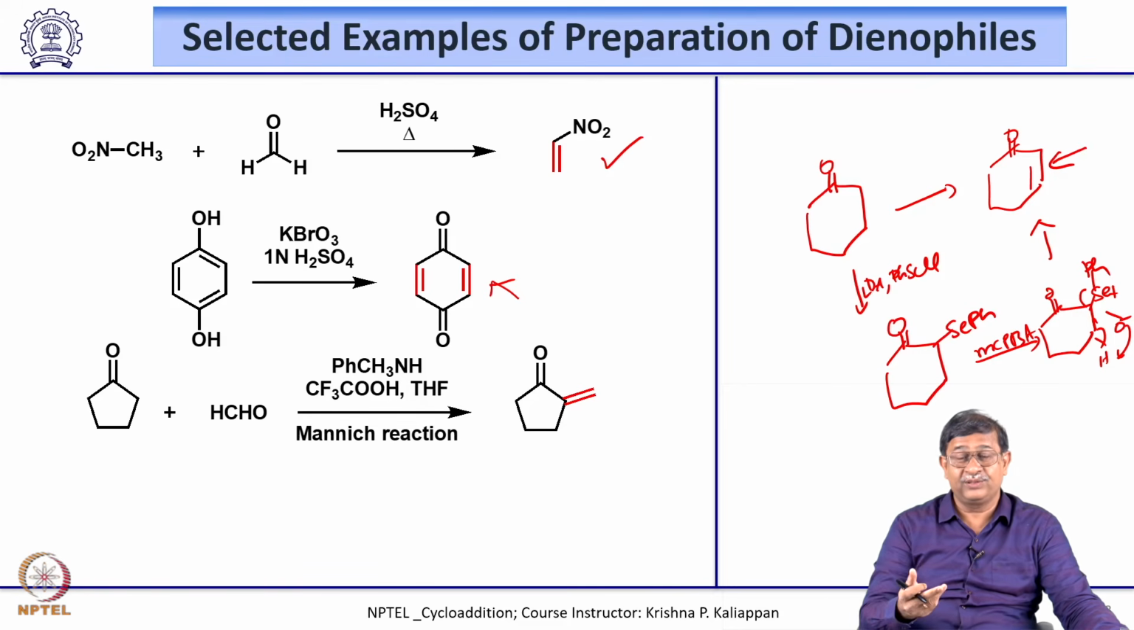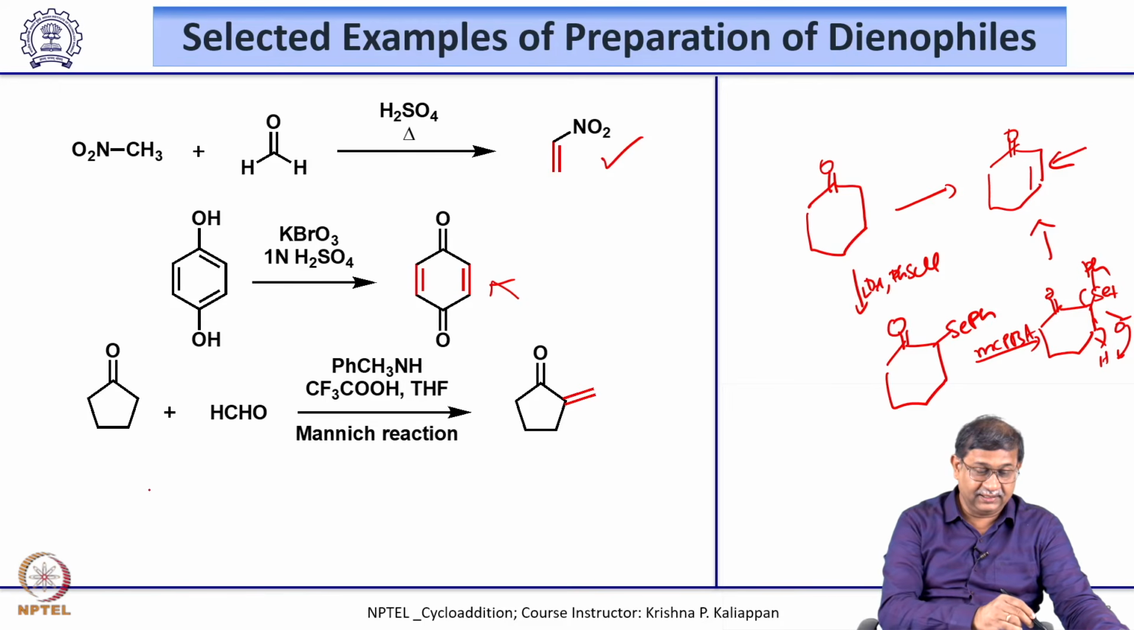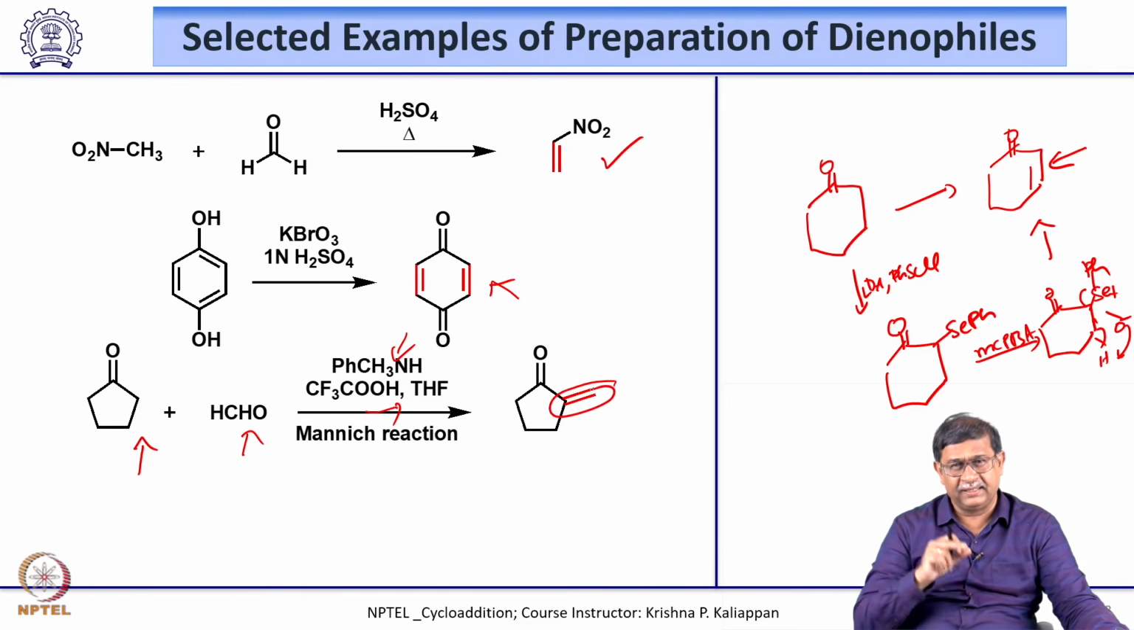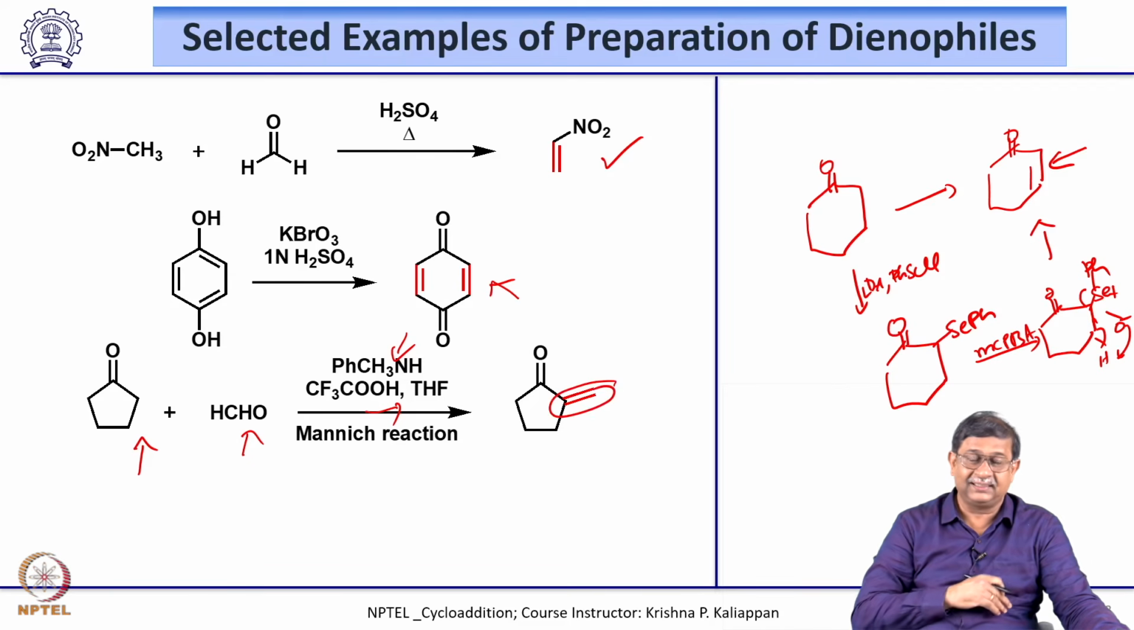You can also introduce a double bond outside the ring. See, for example, in this case, you take any cycloalkanone and treat with formaldehyde and a secondary amine in the presence of acid. It's a well-known reaction called Mannich reaction. So you can easily introduce an exocyclic double bond. This exocyclic double bond now you can see can act as a dienophile, and it has electron withdrawing carbonyl group.